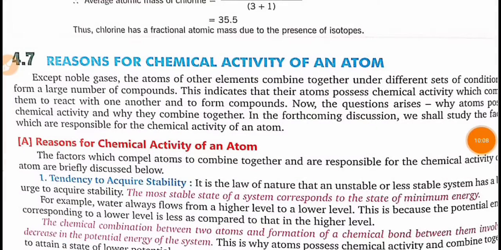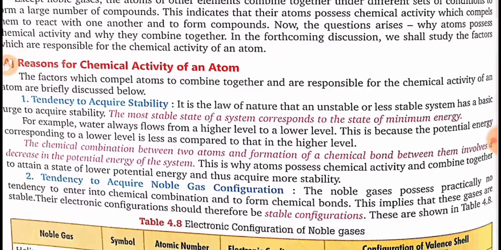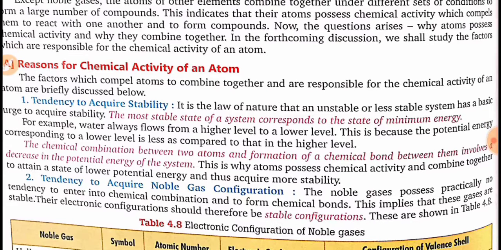Now we will understand what the reasons for chemical activity of an atom are. So the first one is the tendency to acquire stability. As I already told you, every element wants to be stable. As in your life you want to be stable, atoms or elements also want to be stable. It is a law of nature that an unstable or less stable system has a basic urge to acquire stability. The most stable state of a system corresponds to the state of minimum energy.